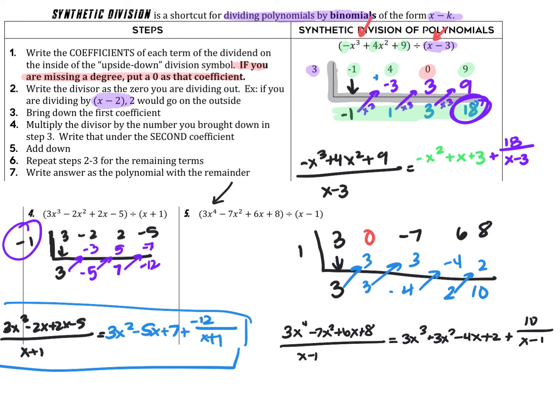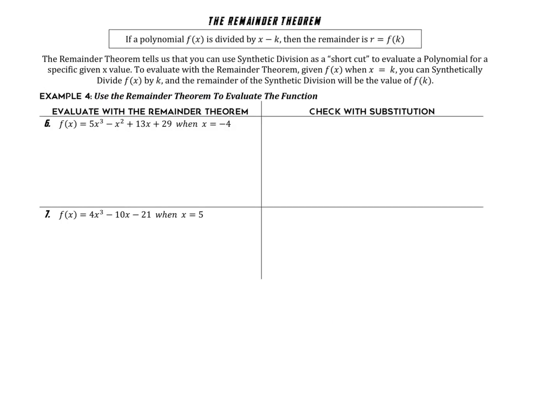We're going to do one more quick thing, which is talk about the remainder theorem and how we can actually use synthetic division to evaluate a polynomial at a value, and how that can save us time. So we've already talked about how the remainder when we're dividing is that extra piece, and if we're using synthetic division, it's that last number over here at the end.